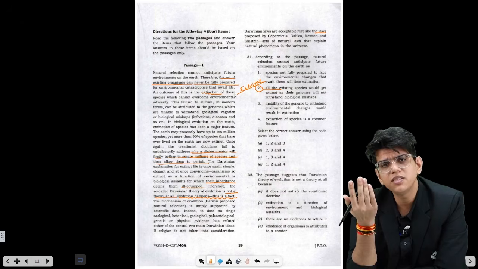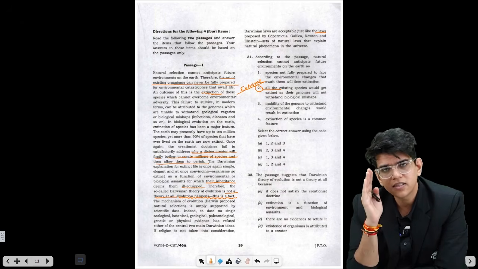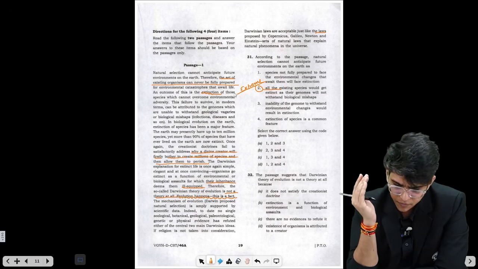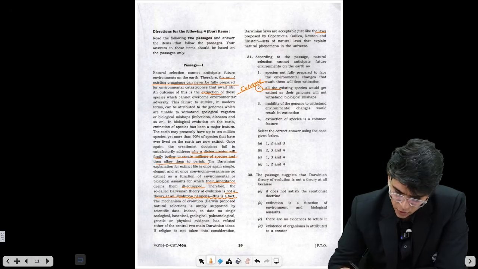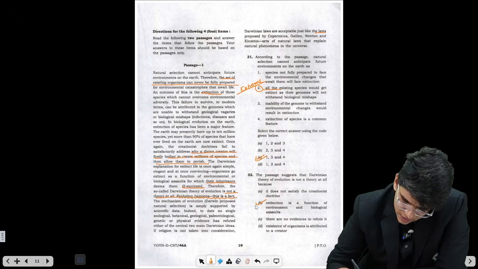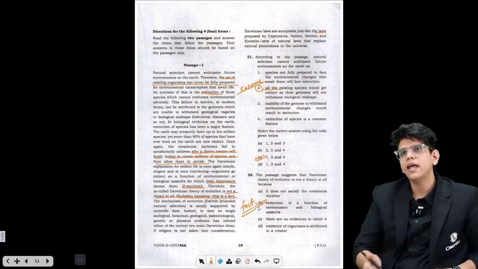Suppose there is a species which can survive, right? Extinction will happen, but that doesn't mean extinction of all the species will happen. That means it is an extreme statement. So you have to remove two. So the only option available is C. The passage suggests that Darwinian theory of evolution is not a theory at all because extinction is a function of environmental and biological assaults. This is directly given to you. This is a fact. Given to you directly in the passage.